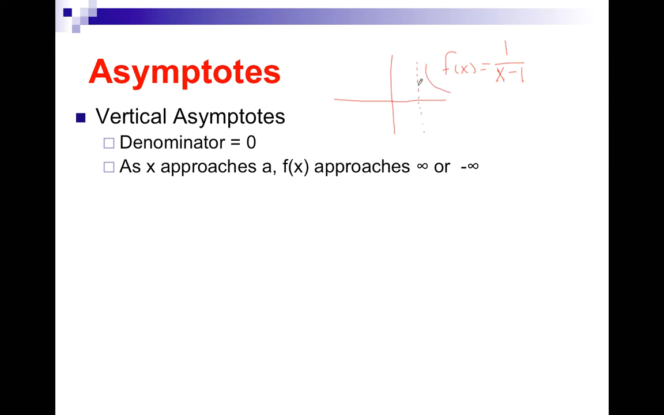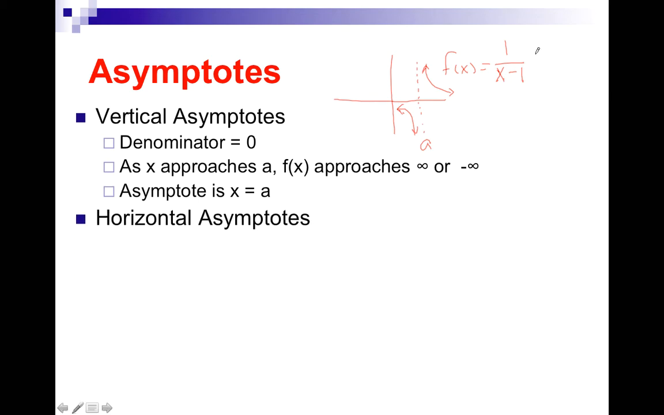It would technically graph like this. As x approaches this 1, or if we call it an a value, as x approaches a, it goes to infinity. The function itself is going to infinity in either direction. My asymptote is, since it's vertical, x equals a, or in the case that I showed, my vertical asymptote is x equals 1.